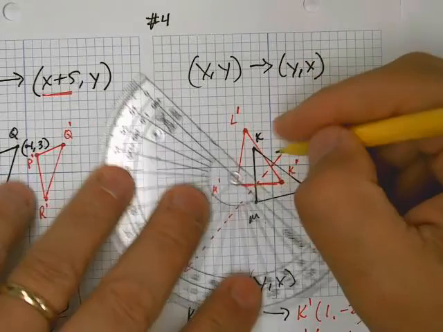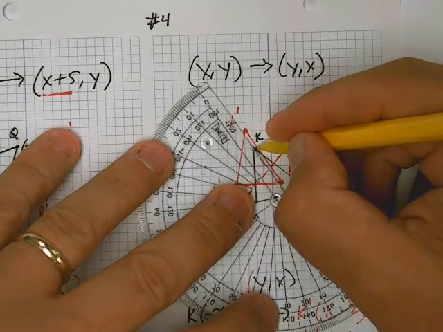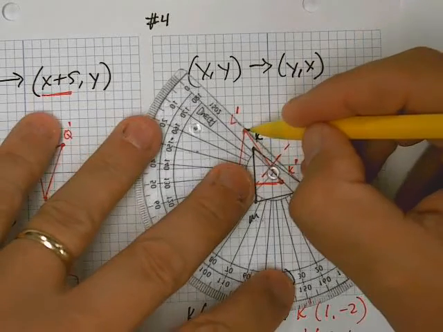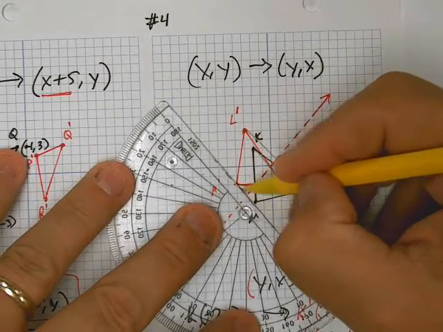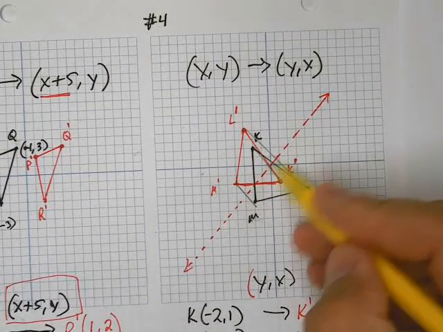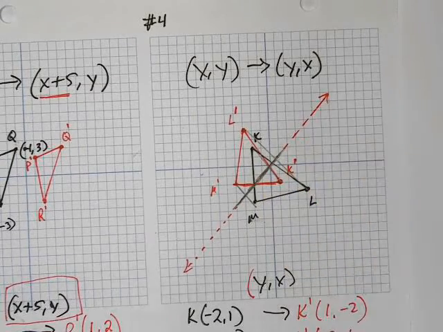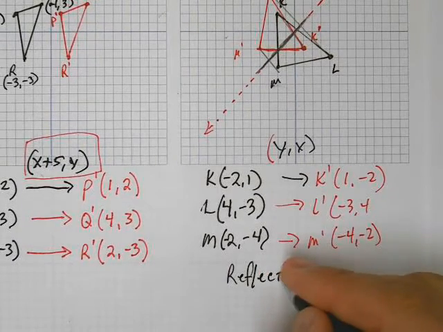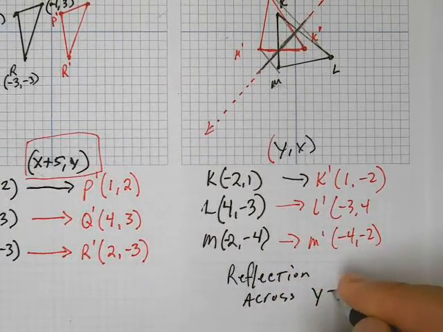If I connect K and K prime, I connect L to L prime. If I connect M to M prime, this connects the midpoints. Pretty neat. So it's a reflection. Let me write this up here. A reflection across y = x.